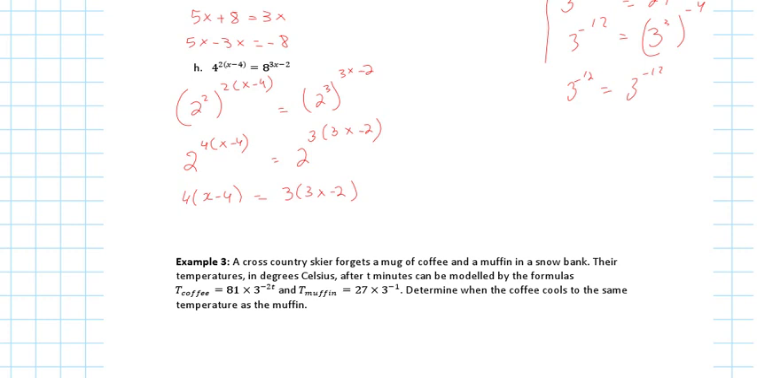If I'm distributing this, that's going to be 4x minus 16. And if I distribute this, it's going to be 9x minus 6. Are we okay with that? So at this point, you should have the same thing as me. When you get to this point, you should have 4x minus 16 equals 9x minus 6, no matter which way you did it.